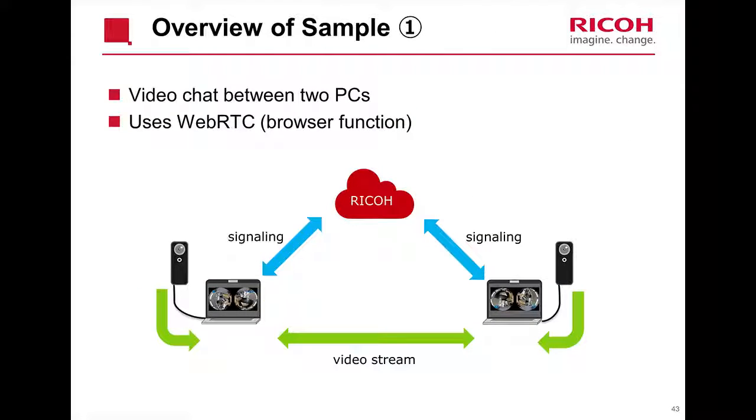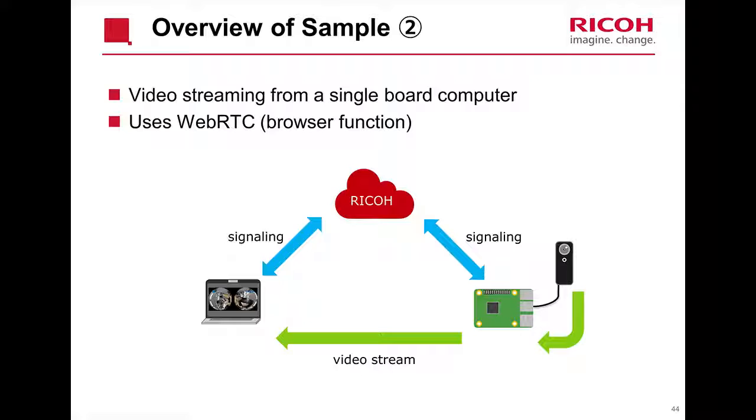First, I will give you an overview of Sample 1. As shown in the figure, Sample 1 performs video chat between two PCs using a function called WebRTC, provided by the browser. To simply explain how WebRTC works, each PC will connect to the RICOH server and perform a process called signaling to exchange information such as IP addresses and ports. After the PCs have identified each other, where they have been connected to, through signaling, they will be able to start a video chat.